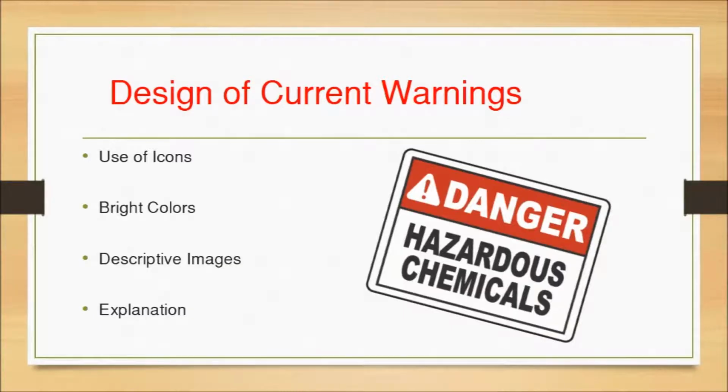Modern warnings all share similar characteristics. Most warnings have icons with them to catch the reader's eye. This is usually accomplished through bright colors. This icon is also usually an image that indicates to some extent what the warning is about. Following this, there is usually some sort of explanation accompanying the sign.